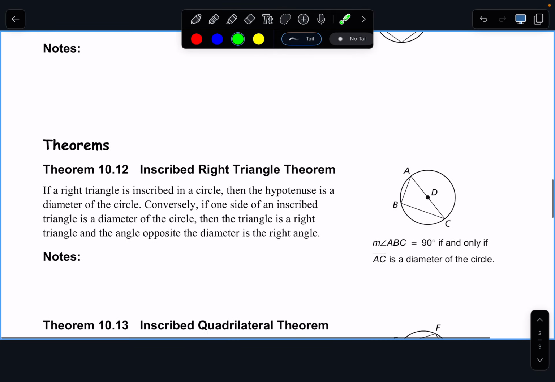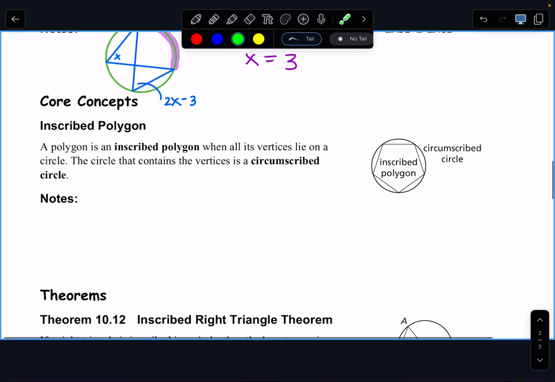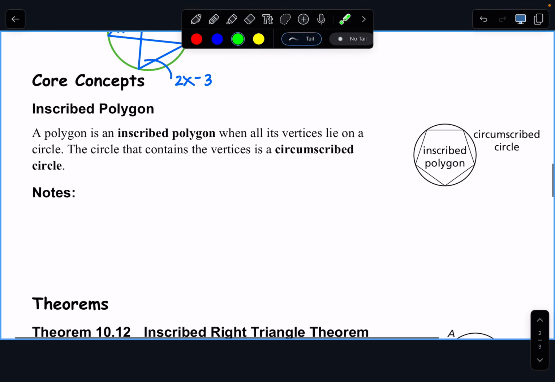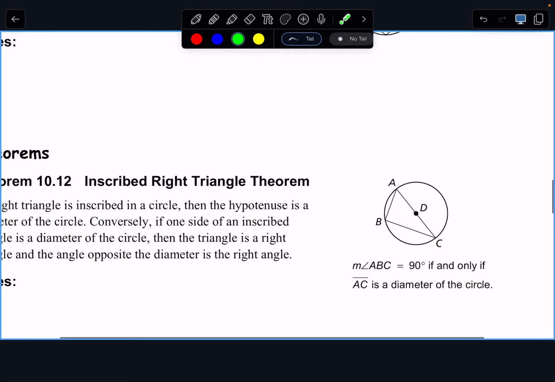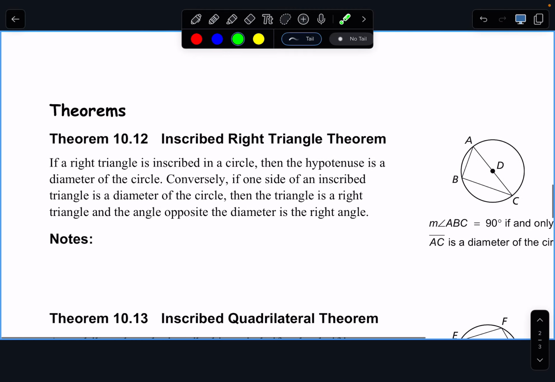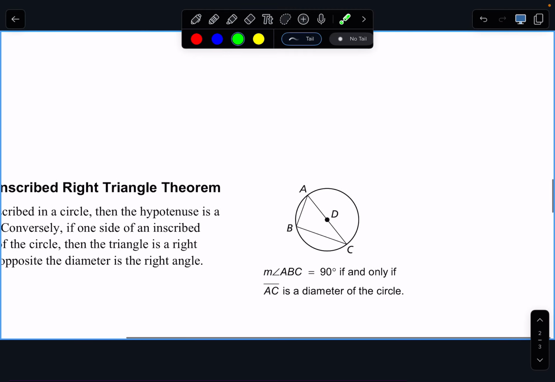Please pay attention. Okay, so now we're going to talk about some theorems that involve inscribed polygons. An inscribed polygon means that each vertex is on the circle and our polygon is inside the circle. Okay, so I want you to look at this picture next to 10.12.